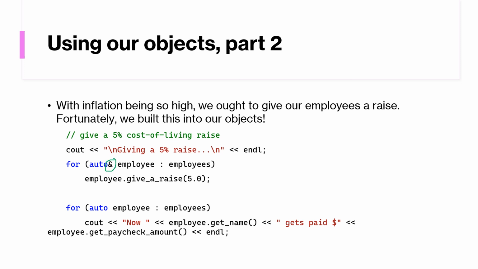Note here that to make this work, I pulled the employee out of the employees vector by reference. Otherwise, we'd be making a copy of the employee and giving it a raise, and the original employee object would never get the raise they so richly deserve. Okay, and then we do another for auto employee and employees and print employee.getName and employee.getPaycheckAmount.